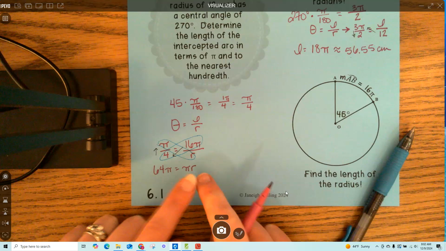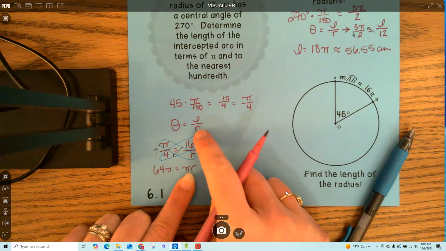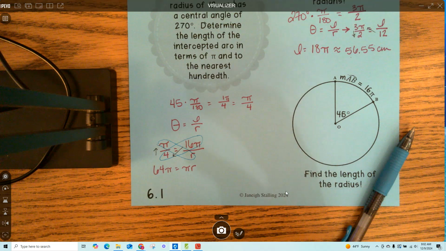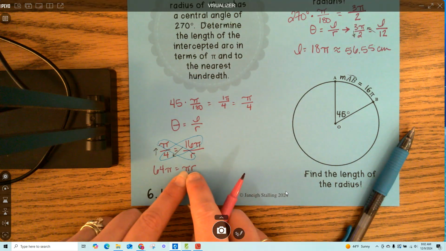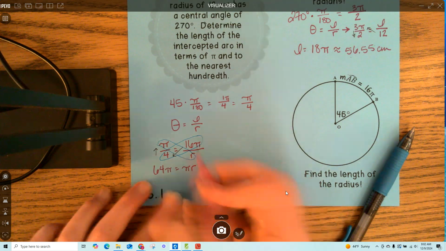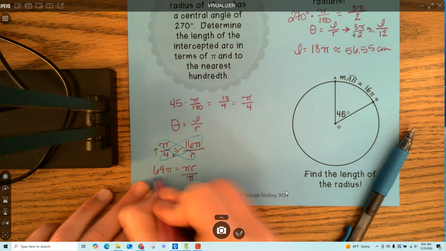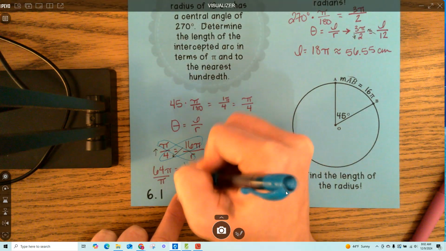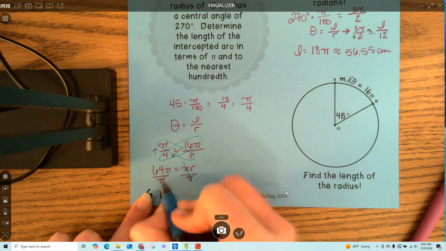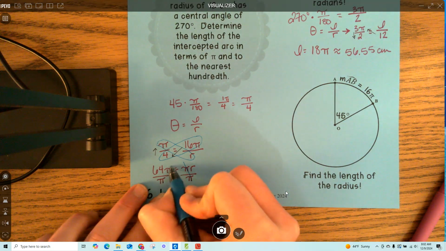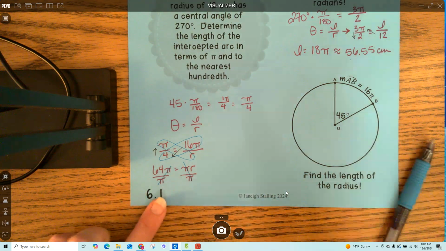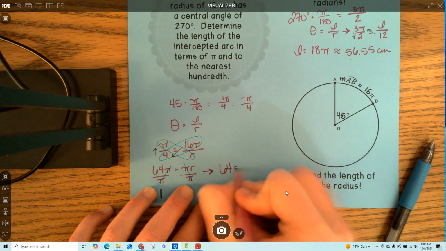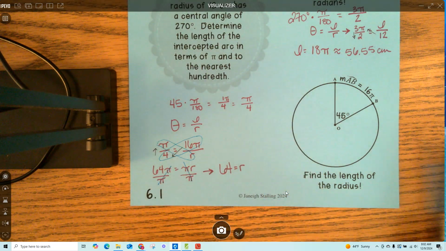From here, if we're trying to get r by itself, which is what we're trying to find, the length of the radius, the same equation rules apply. Do the opposite. R is being multiplied by pi, so to get rid of that, we divide both sides by pi. Pi on the top of the fraction and pi on the bottom of the fraction cancel out, and what we're left with is just 64 equals r.